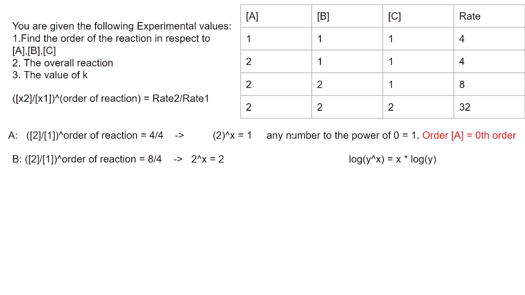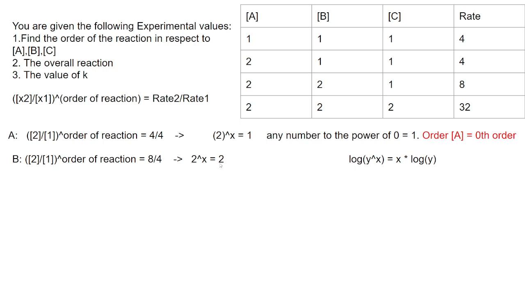Part B. 2 divided by 1 to the power of the order of the reaction is equal to 8 divided by 4. And that would give us 2 to the power of x is equal to 2. Now, of course, you can probably assume what the value would be if you knew the properties of exponential values, but for the sake of education, let's teach you how you would do it if you didn't.